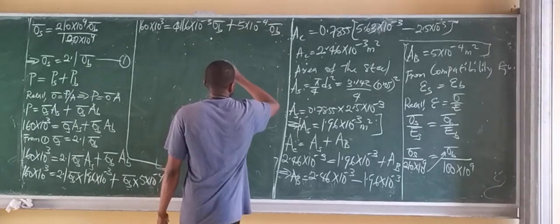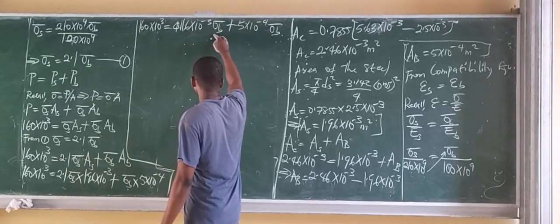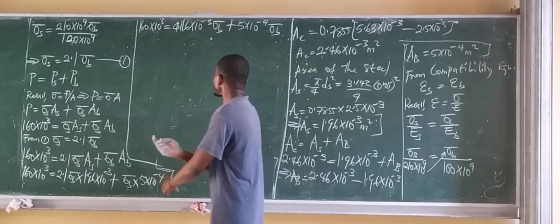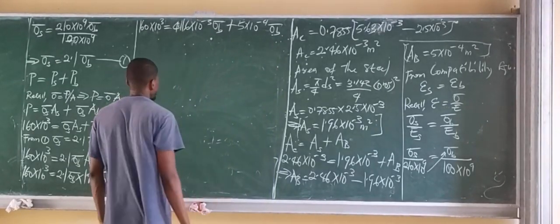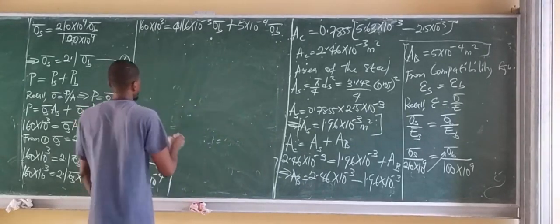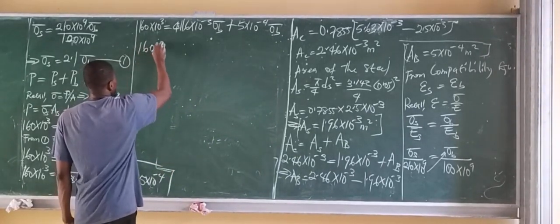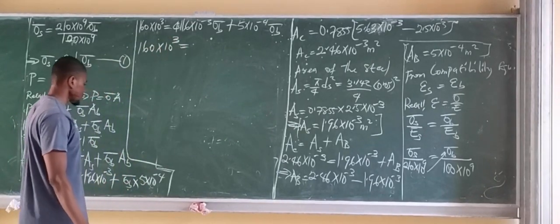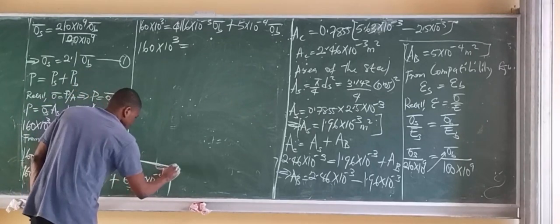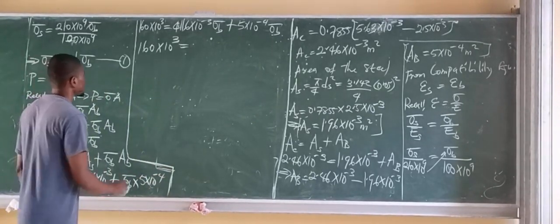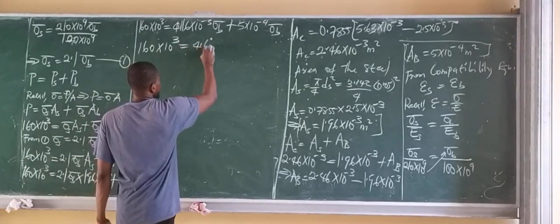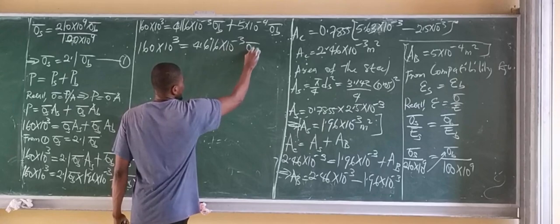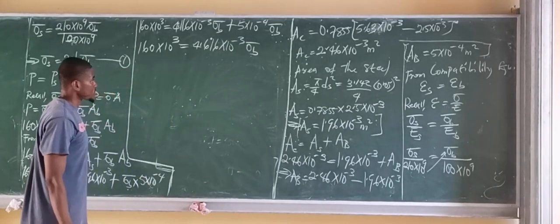sigma p. So of course these two can add, because this is stress of brass and this is stress of brass, so they can add. So 4.116 by 10 to the minus 3 plus 5 by 10 to the minus 4. Add them together, what do you have? 4.616 times 10 to the minus 3 sigma brass.